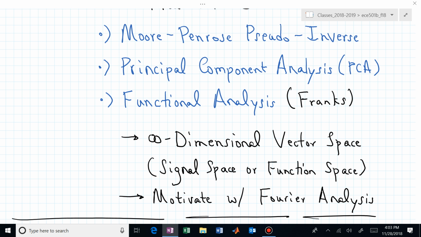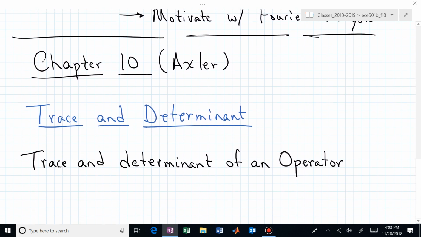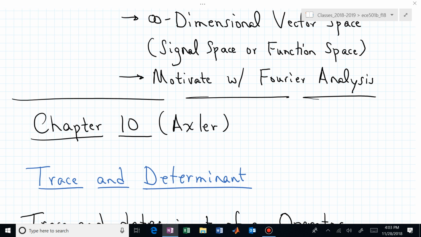Next week, the last week of the semester, we will begin the second half of the class. We will move into the second text of the class, which is Frank's, and that's thinking about these concepts in infinite dimensions, and we'll try to motivate that with something that we're familiar with, which is Fourier analysis. We'll talk about these infinite dimensional vector space ideas, or signal space or function space, via the Fourier analysis, and hopefully you're comfortable a little bit with the Fourier analysis.